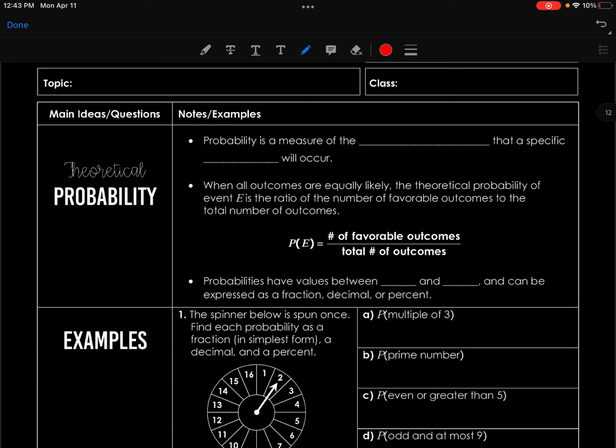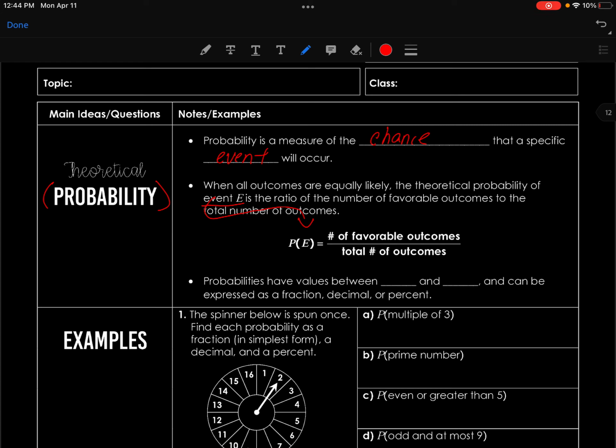But anyways, theoretical probability. So, what is theoretical probability? Well, let's talk about probability first. What is probability? Probability is a measure of the chance that a specific event will occur. When all outcomes are equally likely, the theoretical probability of event E is the ratio of the number of favorable outcomes to the total number of outcomes.